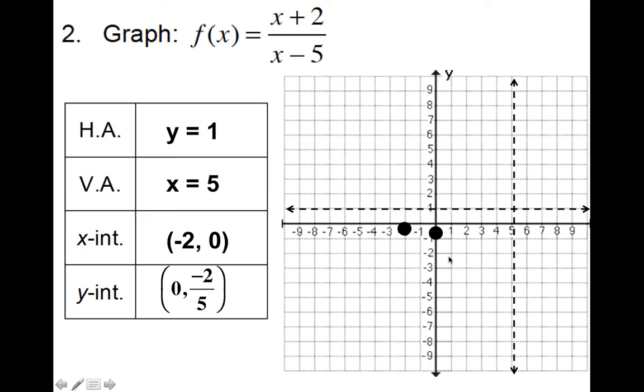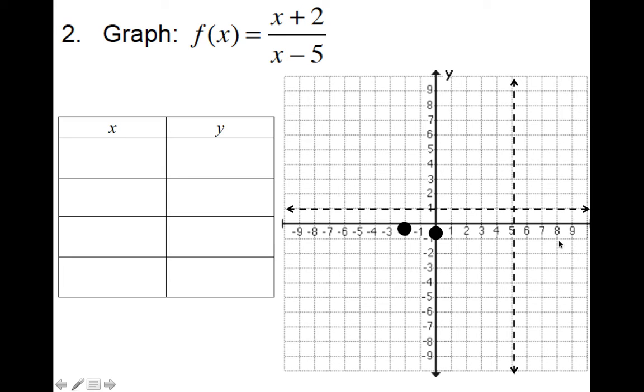So notice I can see that it's curving here. It can't be up here since that would make it fail the vertical line test. It's going to be down below the horizontal asymptote. Now over here, I don't know if it's above the horizontal asymptote or below. So you have to pick a point over here and see where the graph is.